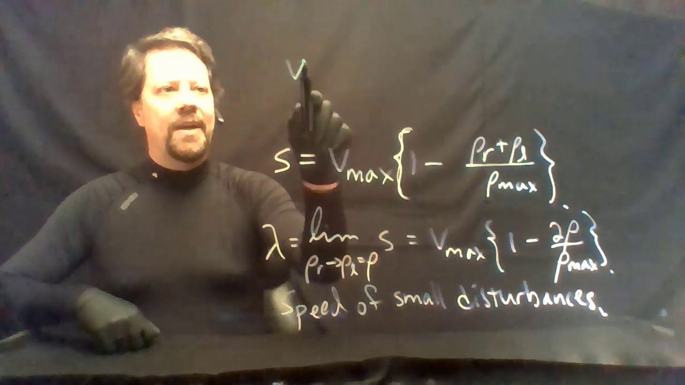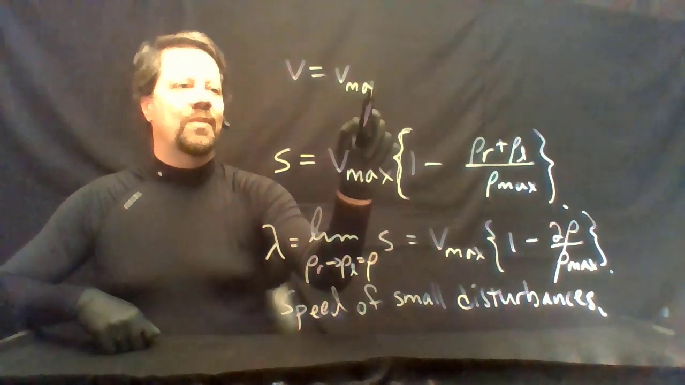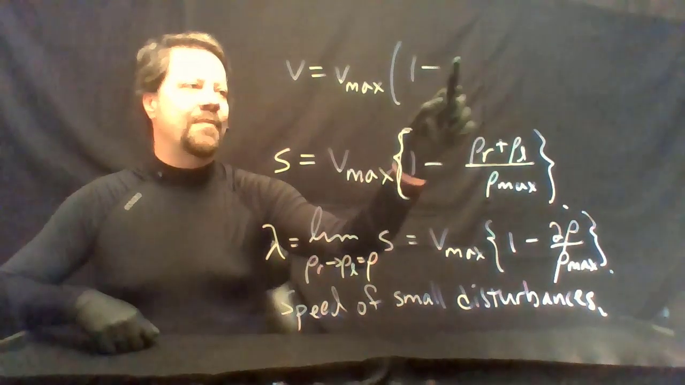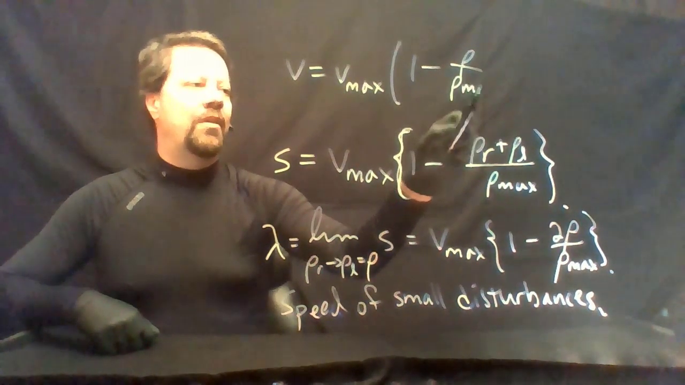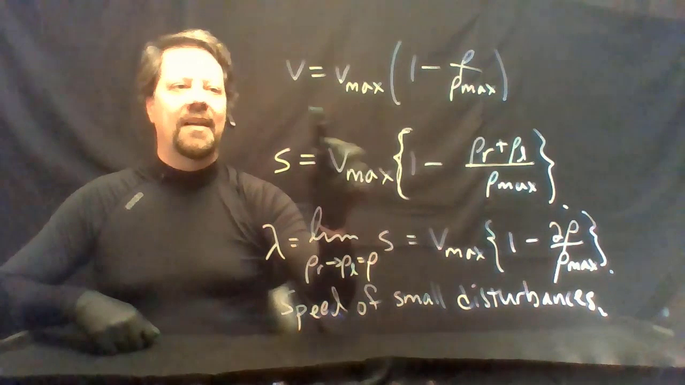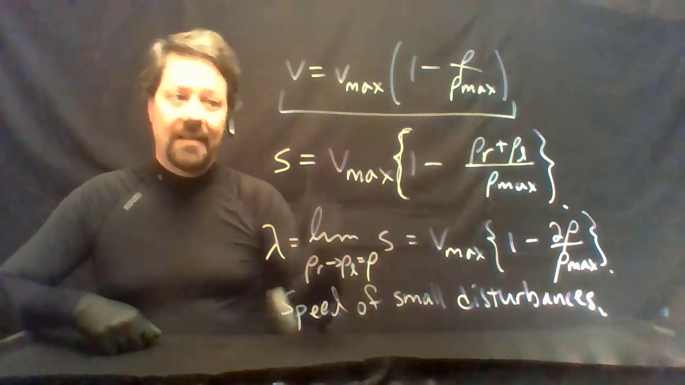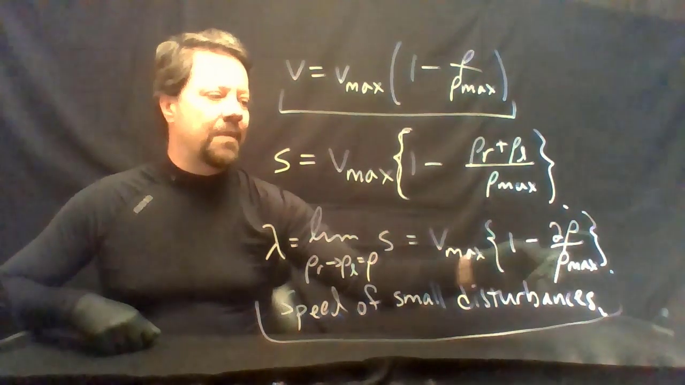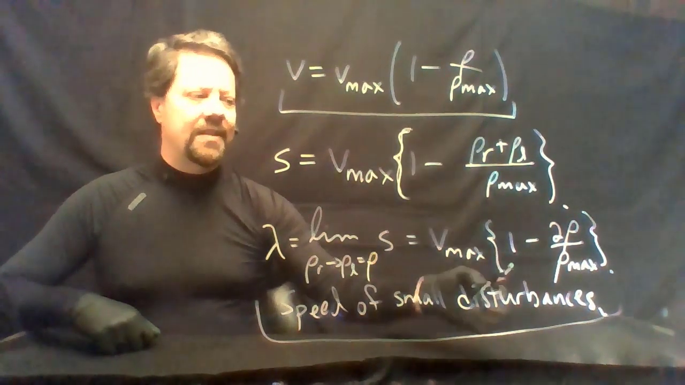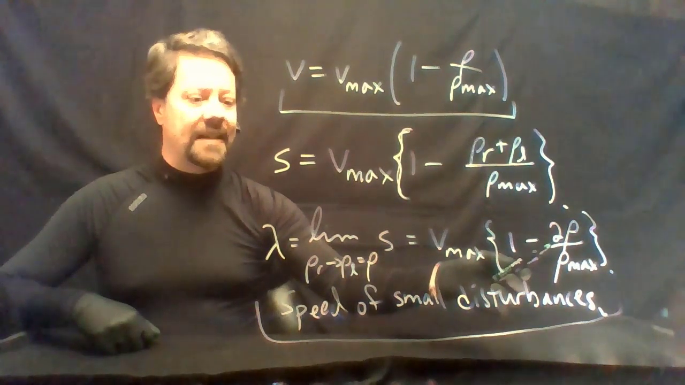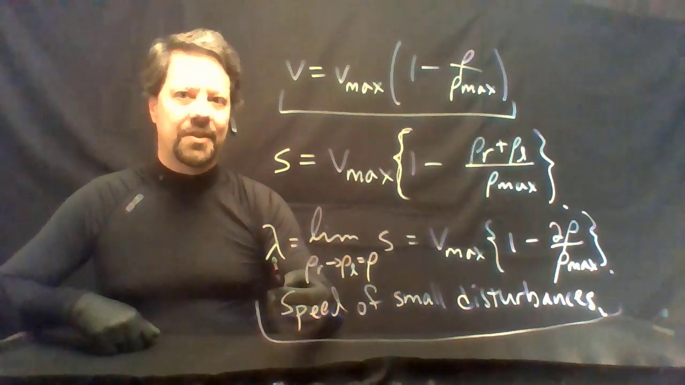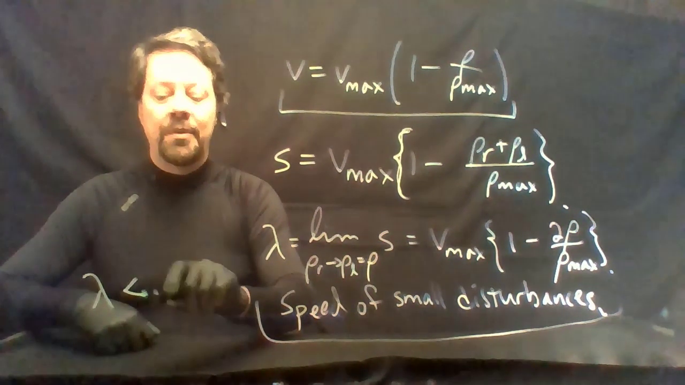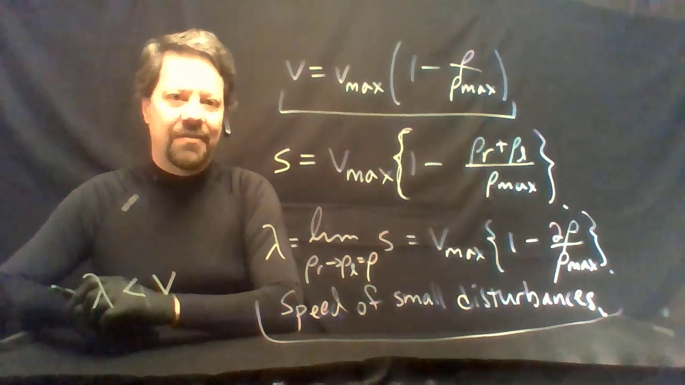You'll recall that our equation of state was that the actual speed of cars on the freeway will be V max times 1 minus rho over rho max. I want you to compare that velocity, the actual speed of cars as they move along the freeway, with the speed of small disturbances. They're quite similar. It's just that we're subtracting more for the speed of small disturbances. That tells us that a disturbance in traffic will move slower than the speed of traffic.